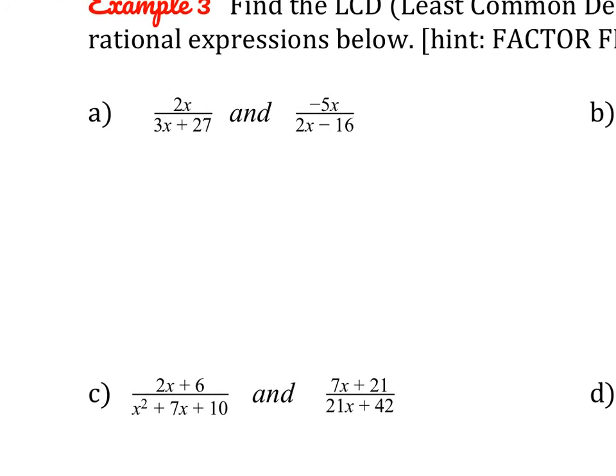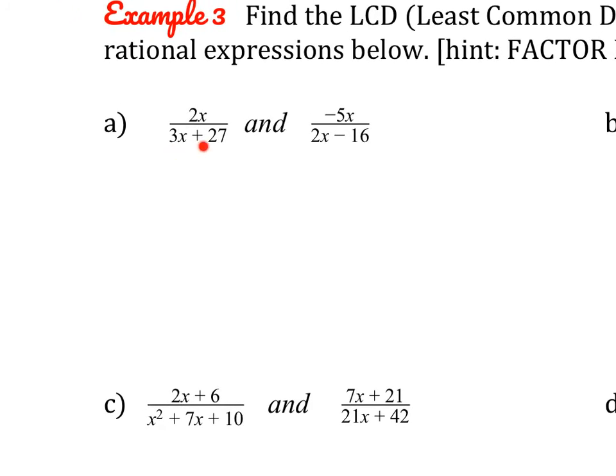So here we have 2x over 3x plus 27 and -5x over 2x minus 16. So we're going to start by factoring both. So the first one is 2x over, this has a GCF of 3, so 3 times x plus 9. And then our second expression is -5x. These two terms have a GCF of 2, so 2 times x minus 8.